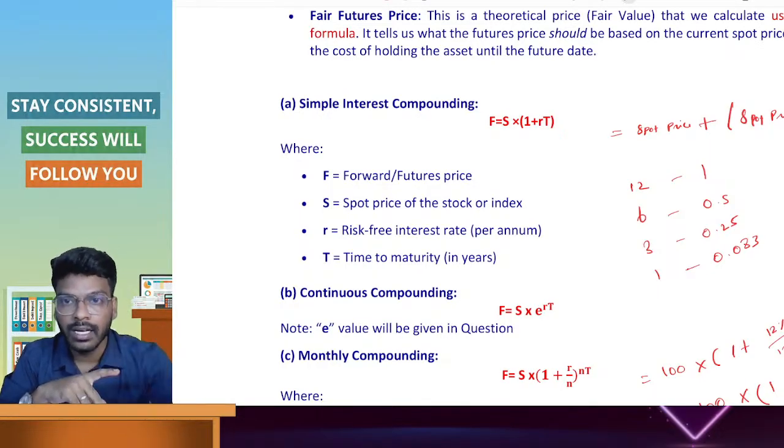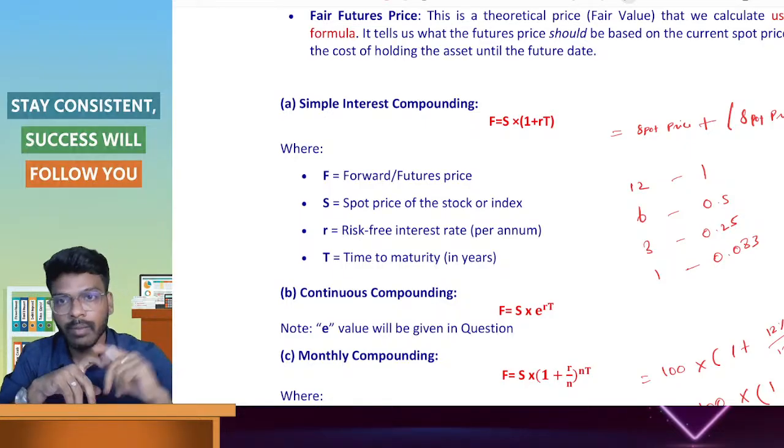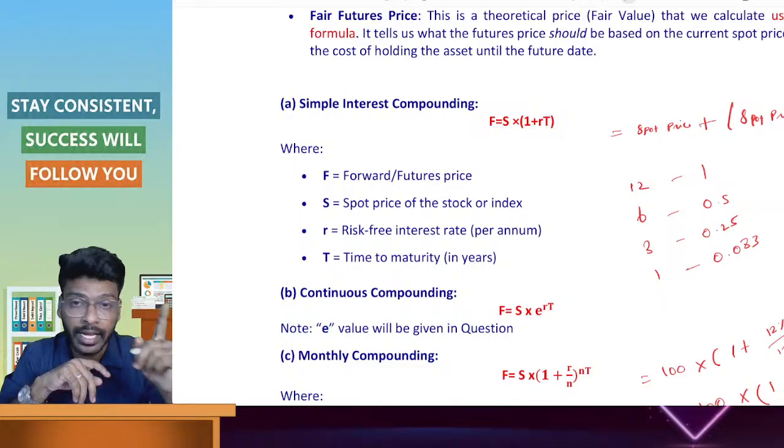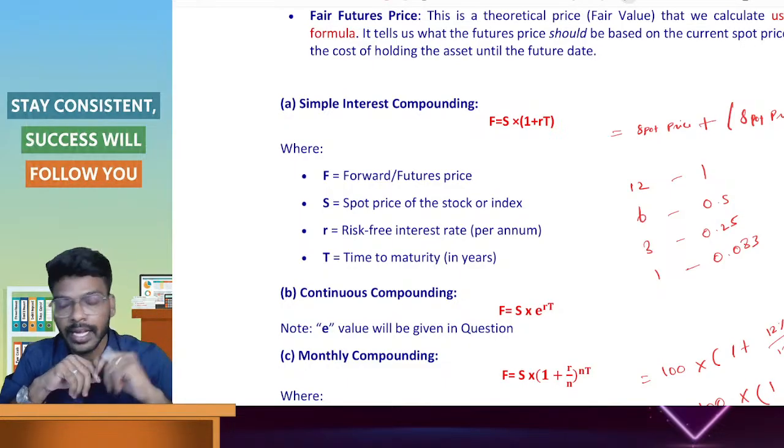In the case of 6 months it will be 0.5. In the case of 1 month it is 1/12. In 1 year it will be 1. In the case of 3 months it will be 0.25.